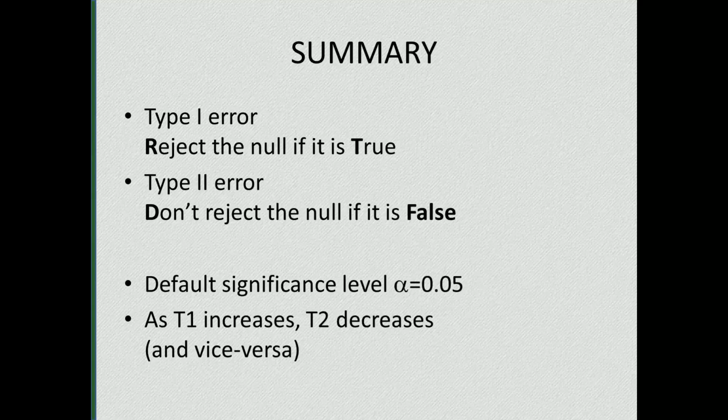So in summary, we've noted two types of error. A type 1 error where we reject the null if it's true. A type 2 error where we don't reject if it's false. By default, that type 1 error rate, that alpha, that significance level, is 5%. And in general, as one of them increases, the other will decrease.